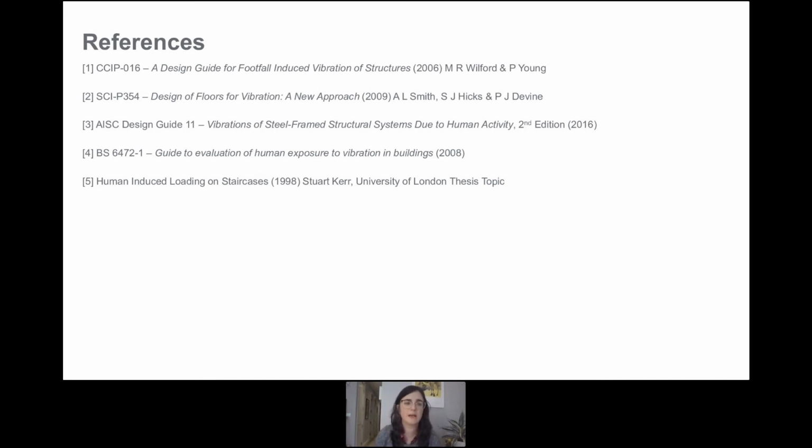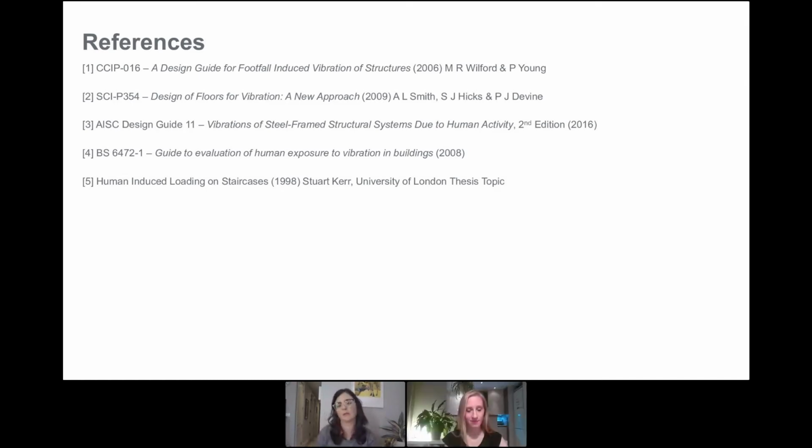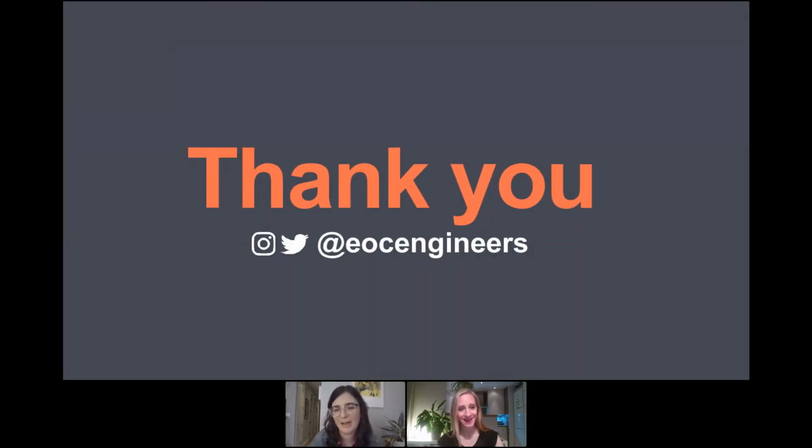The CCIP 16 is a really good reference for understanding the process involved in vibrational analysis. I highly recommend that. Again, this is something that's not codified as well, particularly in the US. It's more that these are the guidelines, and you have to piece out what you can get the owner to sign off on. Yeah, so that's all I had.